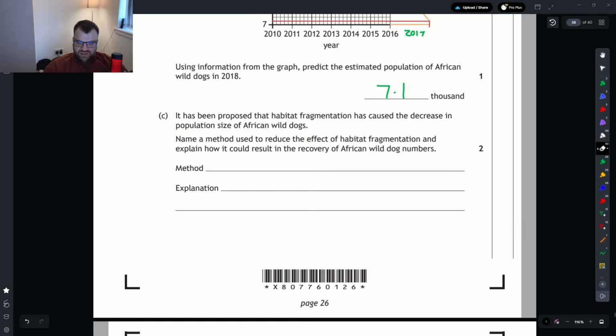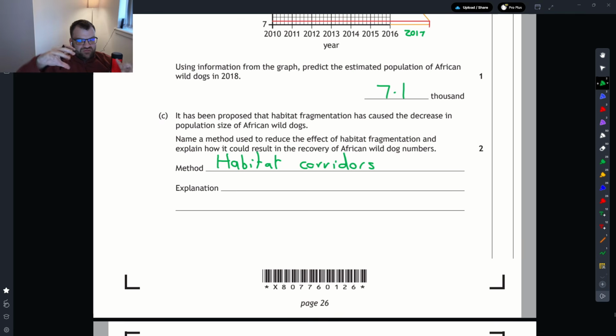Moving on. Habitat fragmentation. So there are bits of uninhabitable land for the animals. We could introduce or make corridors between them, that is habitat corridors. This means that each of the separate wee groups can then come together. That increases the access to food, mates, and then they can start repopulating them.